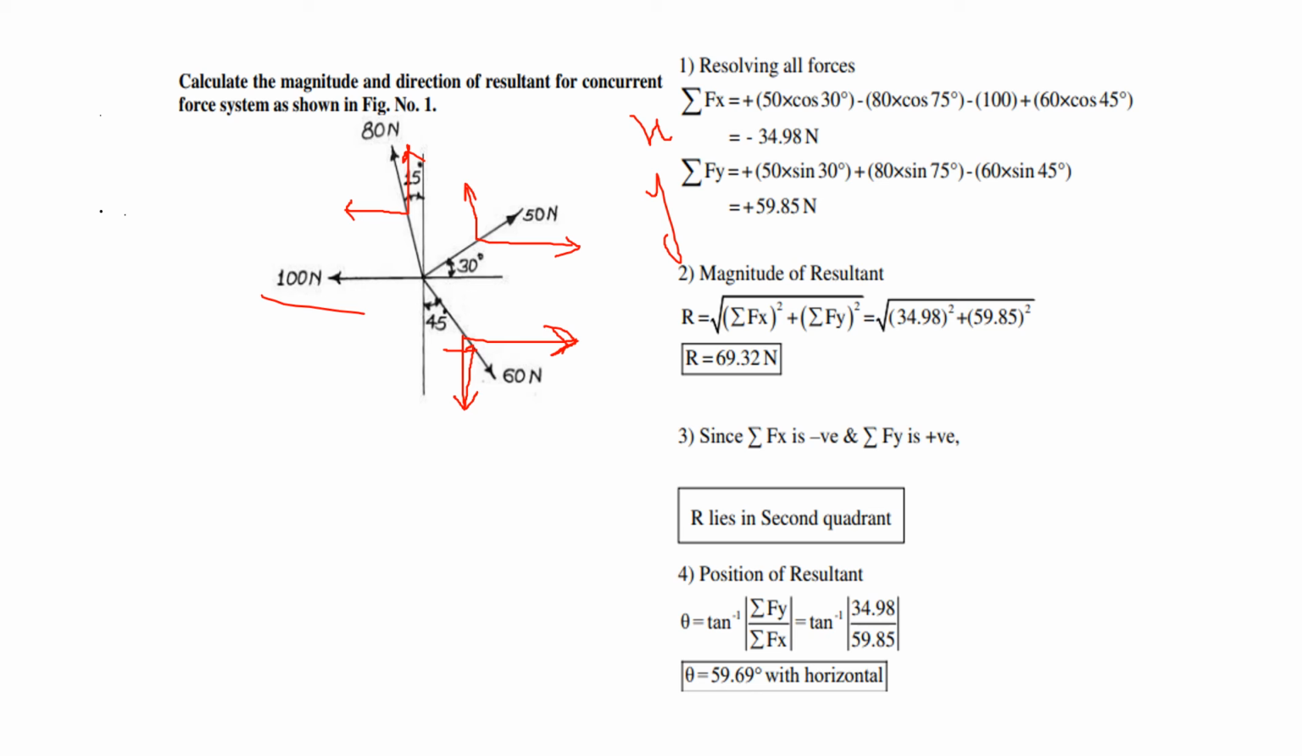Then we will see the position of resultant. For that, summation Fx is negative and summation Fy is positive. So negative and positive, our quadrant is the second quadrant. And for position, we will find angle theta. So theta is equals to tan inverse of summation Fy upon summation Fx. So we will get theta as 59.69 degree with horizontal.